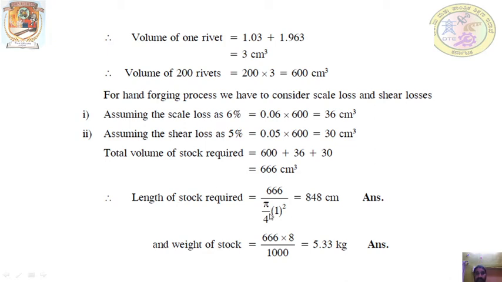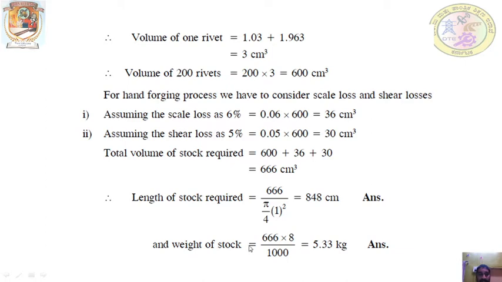So the length of the bar stock is volume divided by the area of the bar stock. The bar stock diameter is 1 centimeter, so the length is volume divided by pi 1 square by 4. This gives you the length for 200 rivets, not for a single rivet, because we have already multiplied everything by 200 here. So this is the length of the bar stock required for preparing 200 rivets.